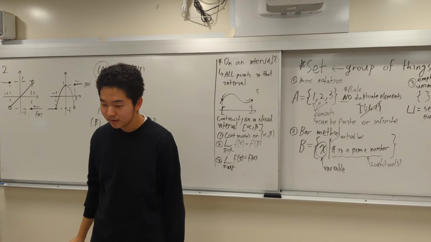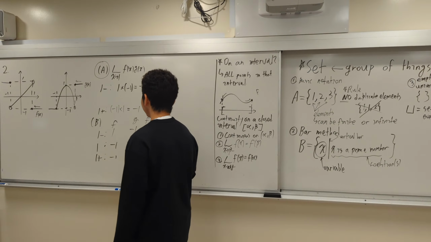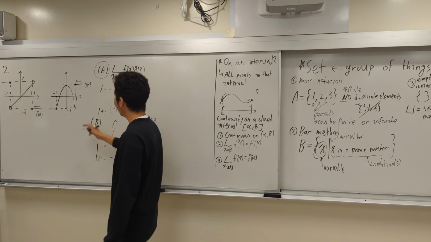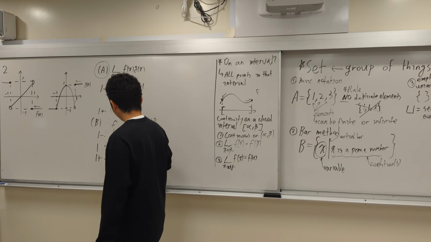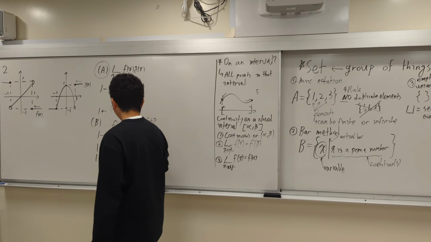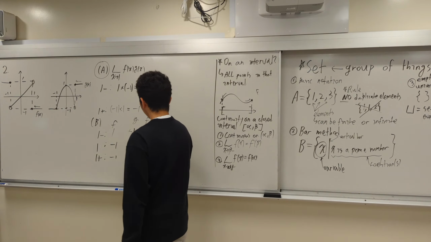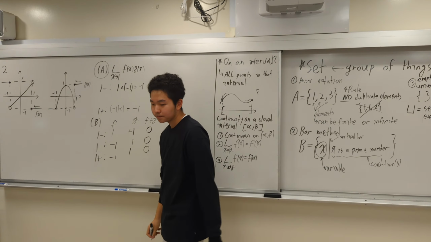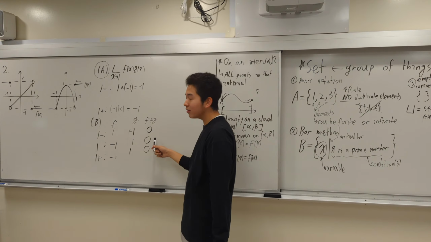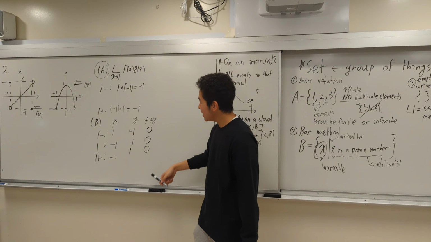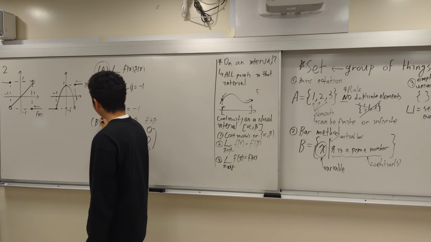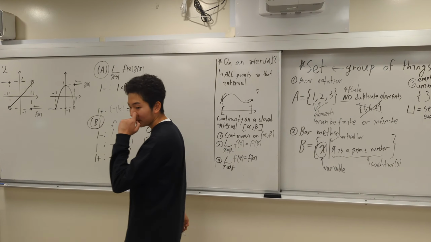Wait. Oh, x equals 1. Sorry. X equals 1. 1 minus is -1. 1 is 1, and 1 plus is 1. And then we can simply add them. 0, 0, and 0. So they all exist, and they all equal each other, right?